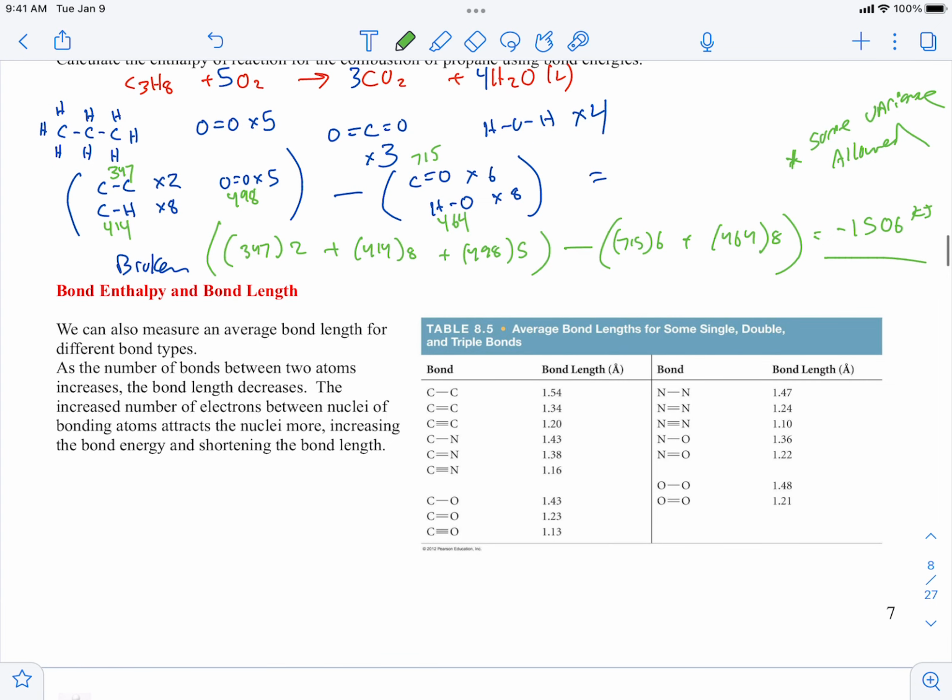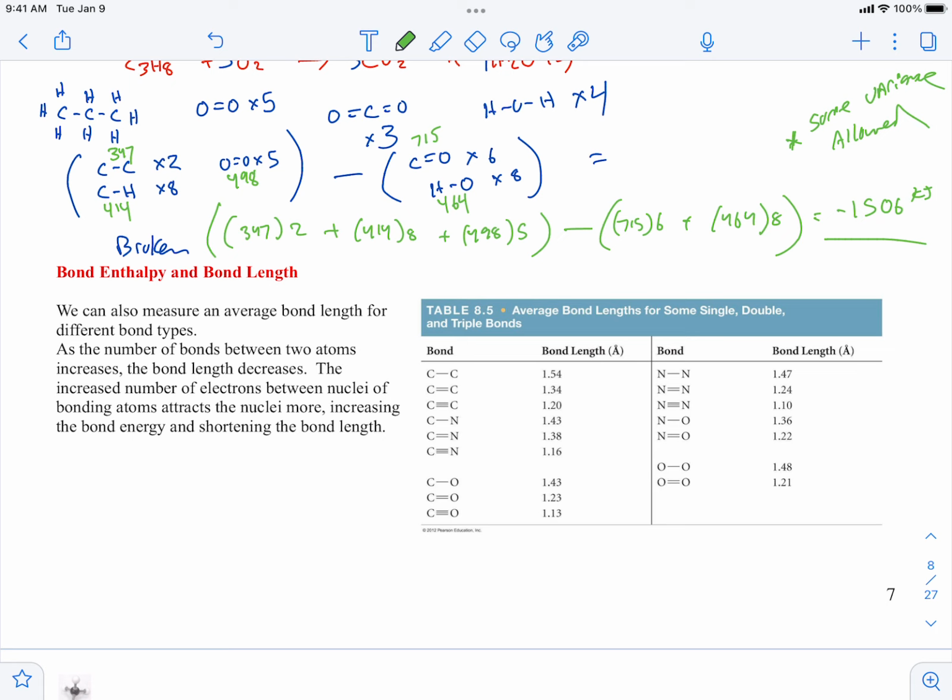All right, so that is how you calculate delta H reaction using bond energies. Down here we're looking at a table that shows us the relationship between the bond and the bond length. First, if I see a carbon bonded to carbon, the bond length is given as 1.54 angstroms. But a double bond has a shorter length. A triple bond is shorter yet still. So the takeaway from this: as the number of bonds between two atoms increases, the bond length decreases.